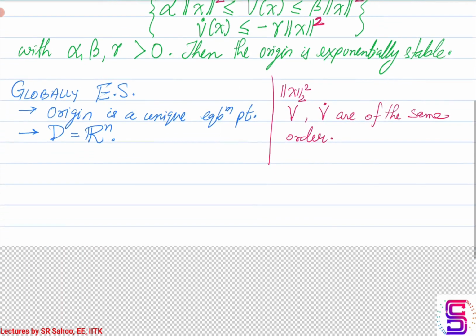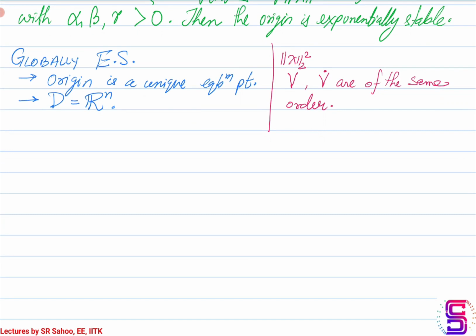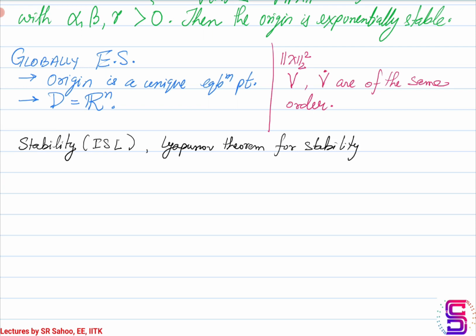So what we have seen throughout these lectures: when we started stability, we saw the notion of stability in the sense of Lyapunov, basically the epsilon-delta ball definition that we had. Then we saw the Lyapunov theorem for stability and asymptotic stability. This is also known as Lyapunov's direct theorem.